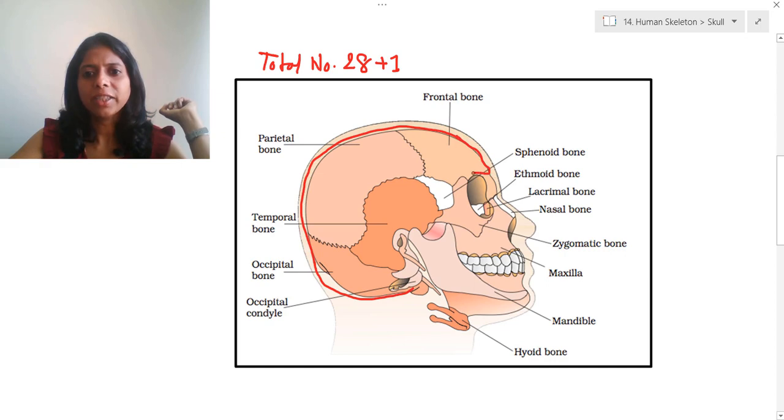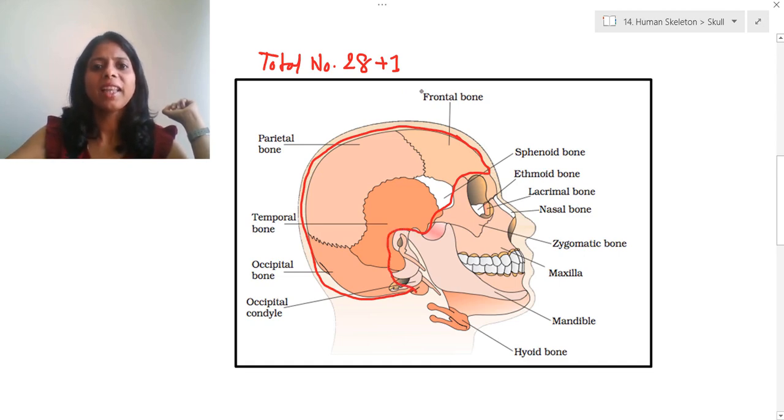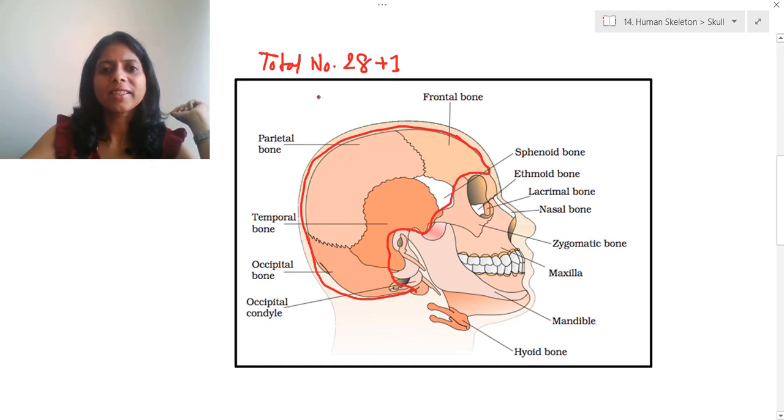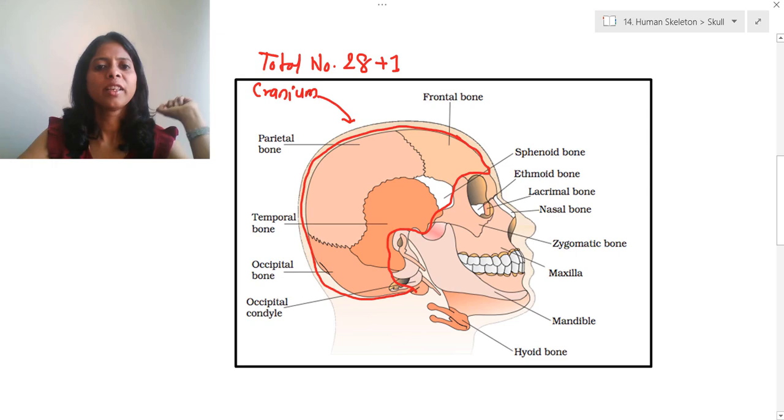This area which I am outlining right now is the area which protects our brain, and that area is called the cranium. In this video we will study all the bones included in the cranium. Now the cranium is also called the brain case. What is it called? Brain case. Brain case means it is a case in which the brain is kept.